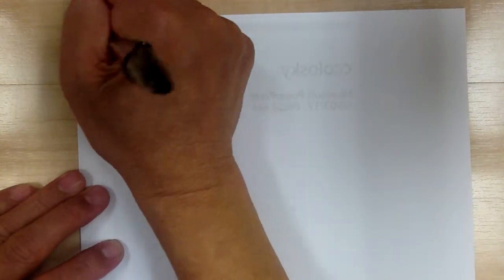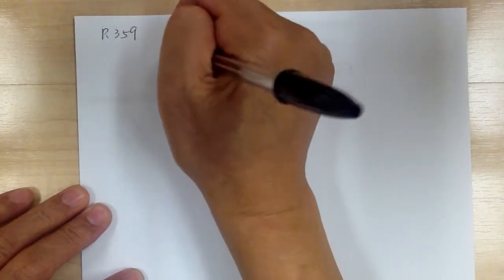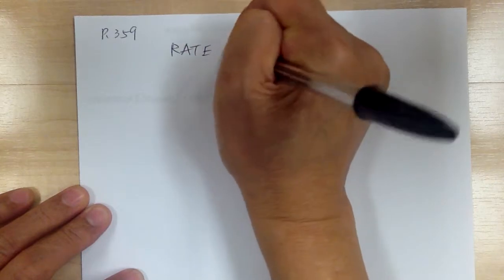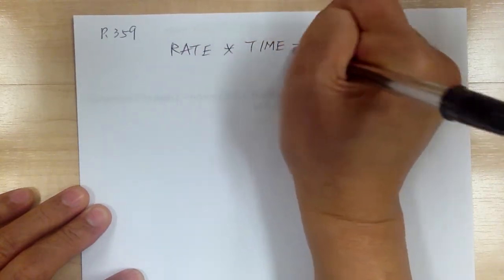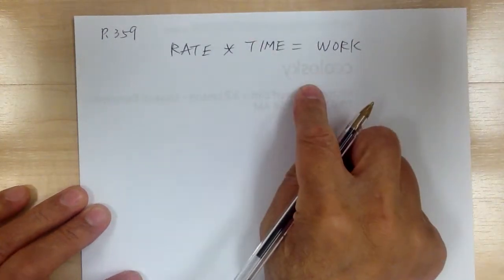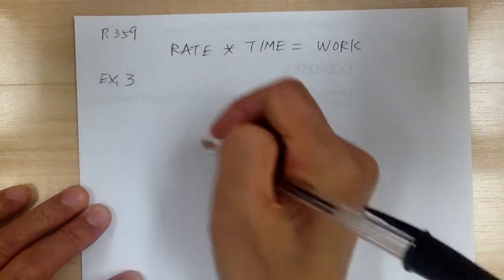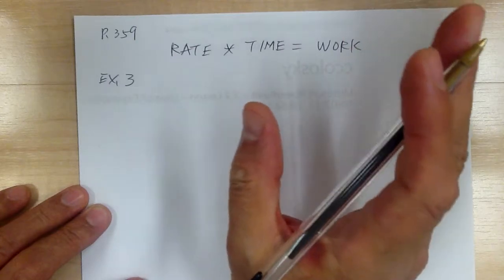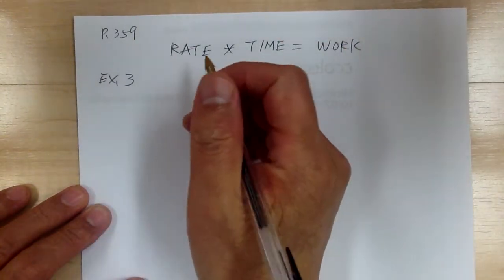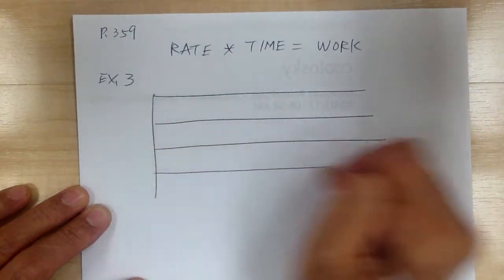Okay, the next one is on page 359. The equation that you're going to need to know is rate times time equal to amount of work. So you keep that in mind. When you go to example 3, it would be easier if you make a table and organize things. When you make the table, you get the names on top.